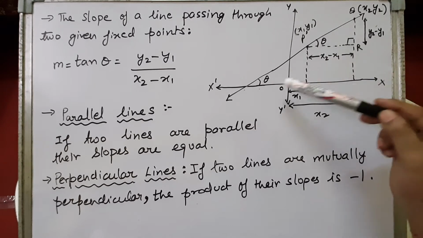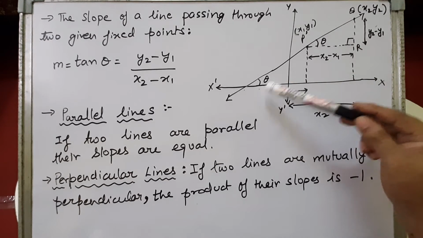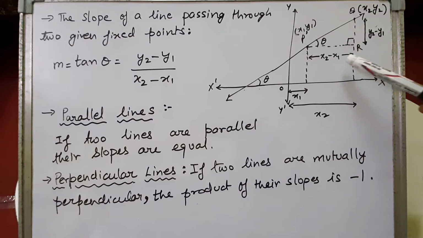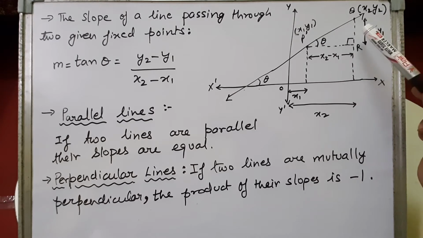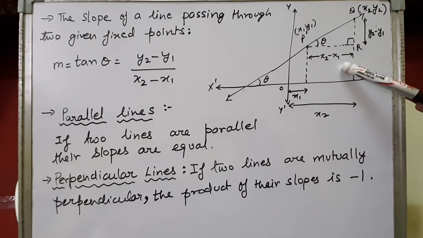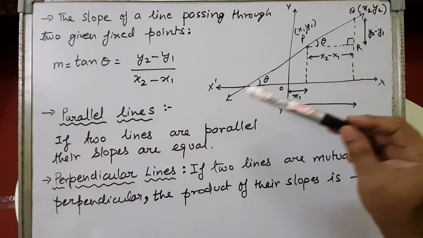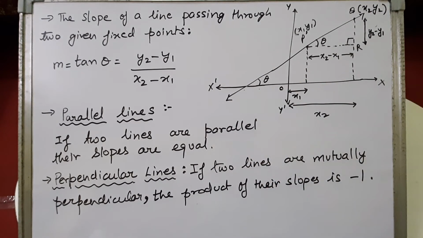And these two lines will be parallel to each other. So if this angle is theta, then this angle will also be theta as corresponding angles. Now in this triangle PQR, tan theta is perpendicular upon base. The perpendicular is y2 minus y1 and the base is x2 minus x1. So when two points are given, we can calculate the slope by the formula y2 minus y1 upon x2 minus x1.